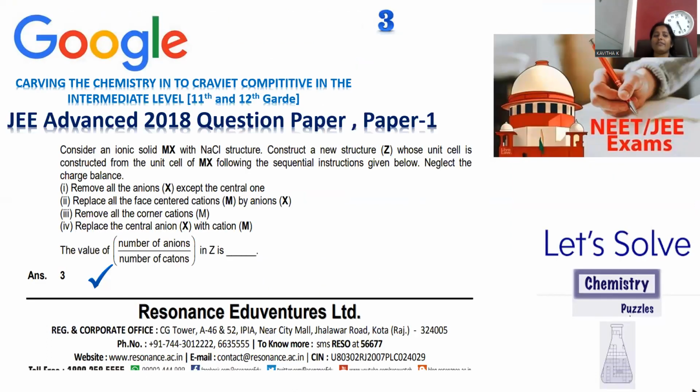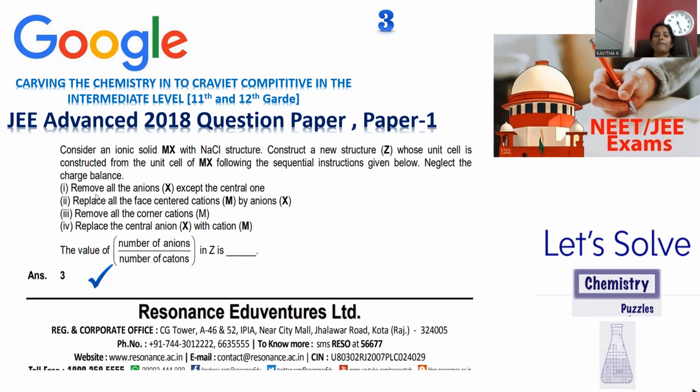Question number 3 is collected from the JEE Advanced 2018 question paper, paper 1. Consider an ionic solid MX with the sodium chloride structure. Construct a new structure Z whose unit cell is constructed from the unit cell of MX following the sequential instructions given below. Neglect the charge balance. Okay, there are certain instructions provided. According to these instructions, from the existing solid, you have to construct a new unit cell of compound MX, right?